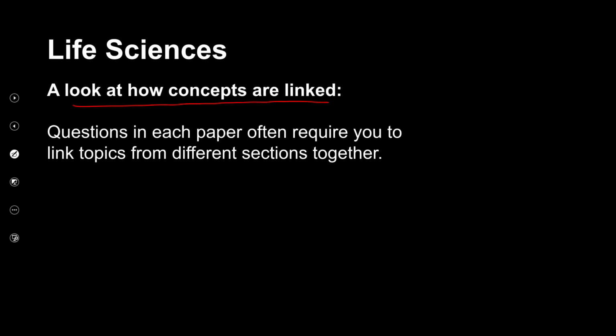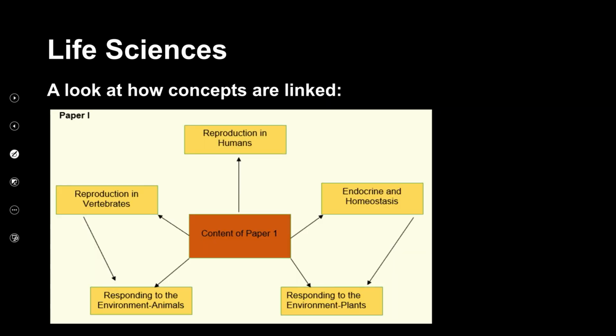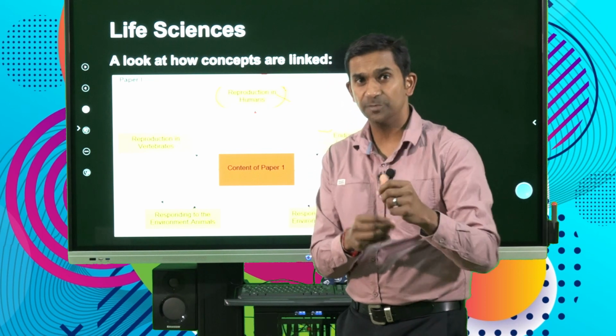So let's look at the concepts and how they are linked. Guys, as we overview paper 1, it's important that you understand that the concepts are linked in every exam paper. So, when we talk about the content for paper 1, human reproduction is linked to the endocrine system. There are hormones involved. So when you study a section, think about the connectedness between one topic and the next.